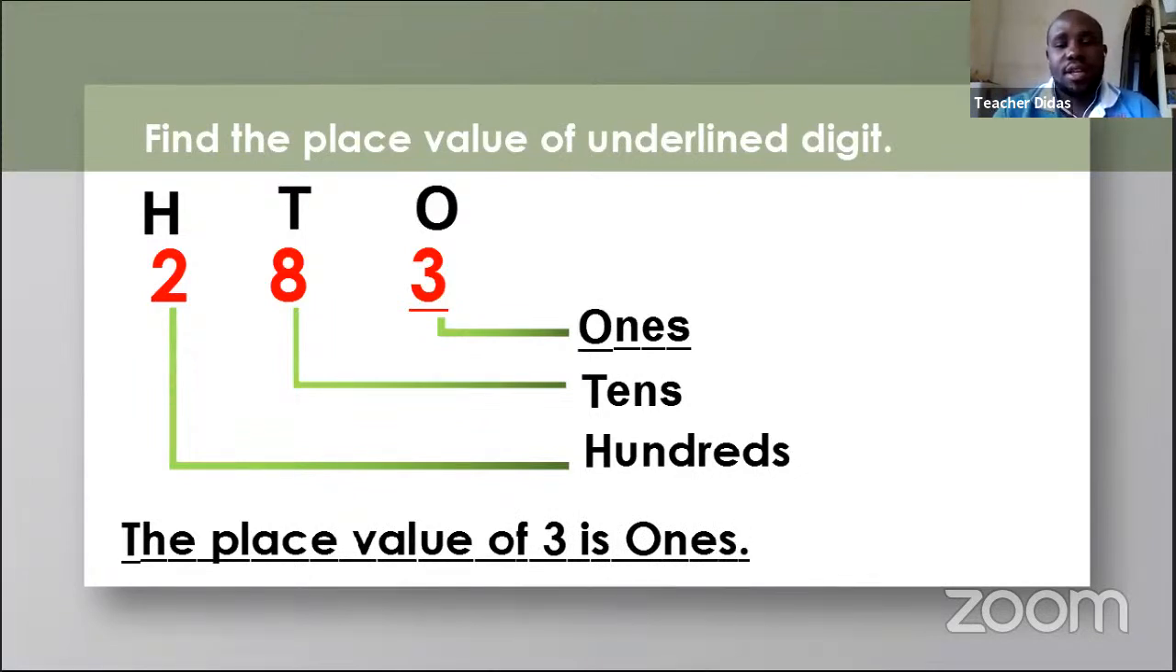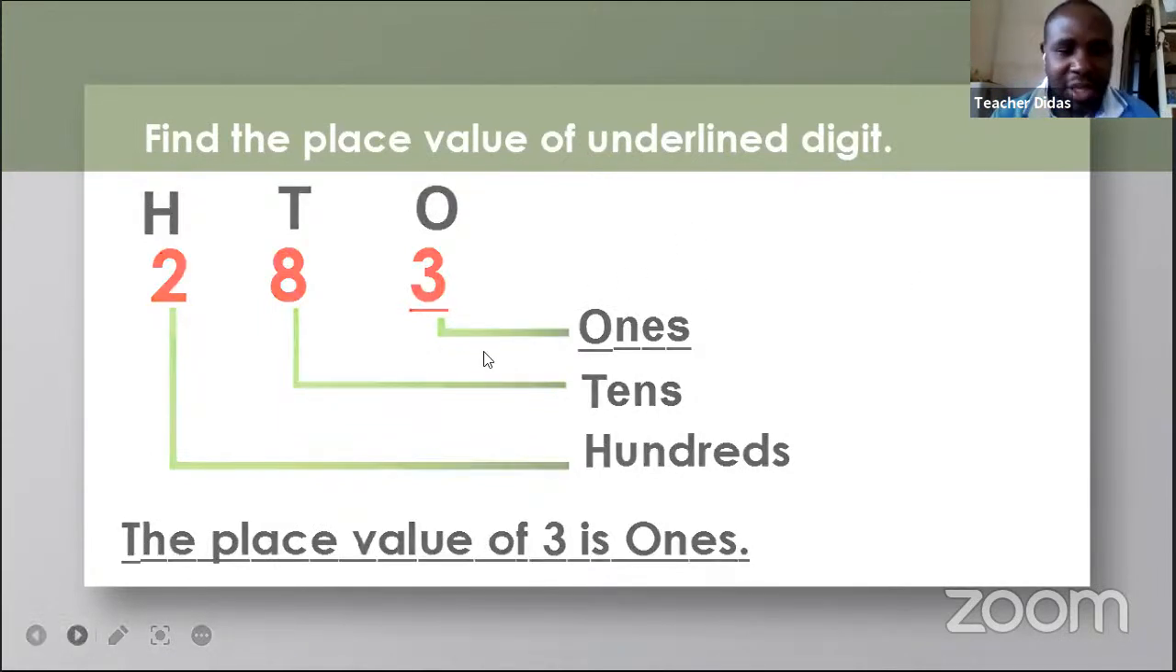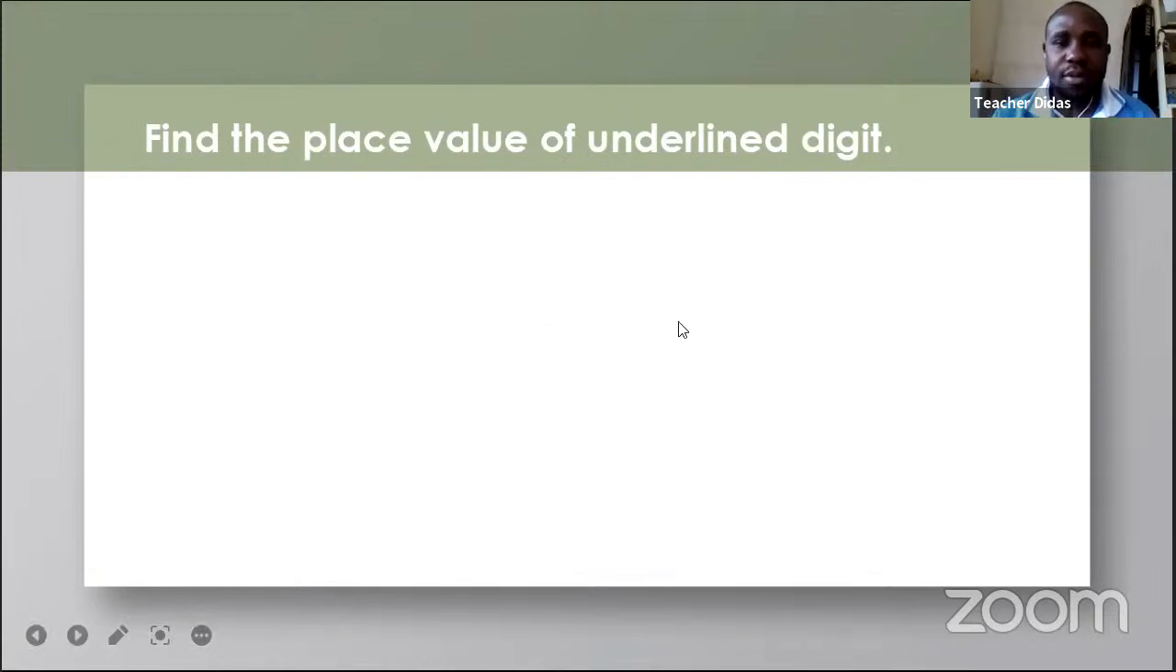Okay, good. I see very many people raising up their hands. They're saying, teacher, me. Okay, me, teacher. Find the place value of the underlined digit, and the number is there. Let me give a chance to who. Let me check my members here. I want to check who hasn't said anything. Let me give a chance to Esther.